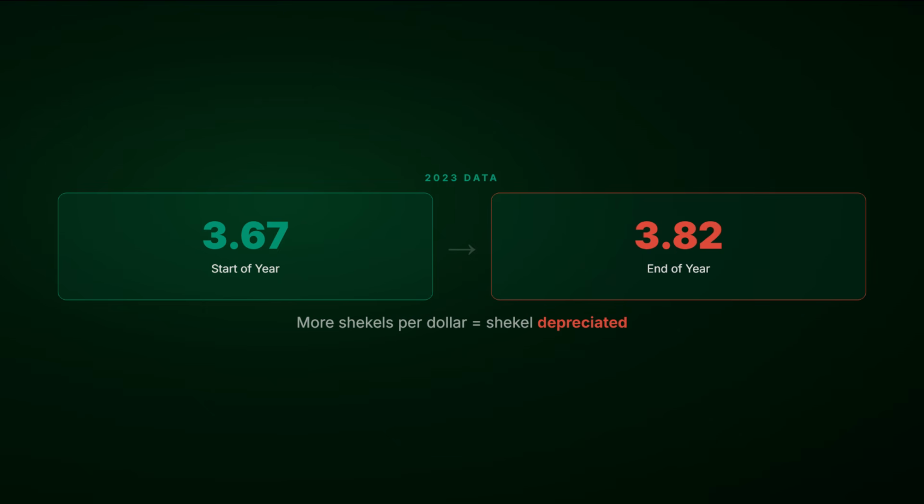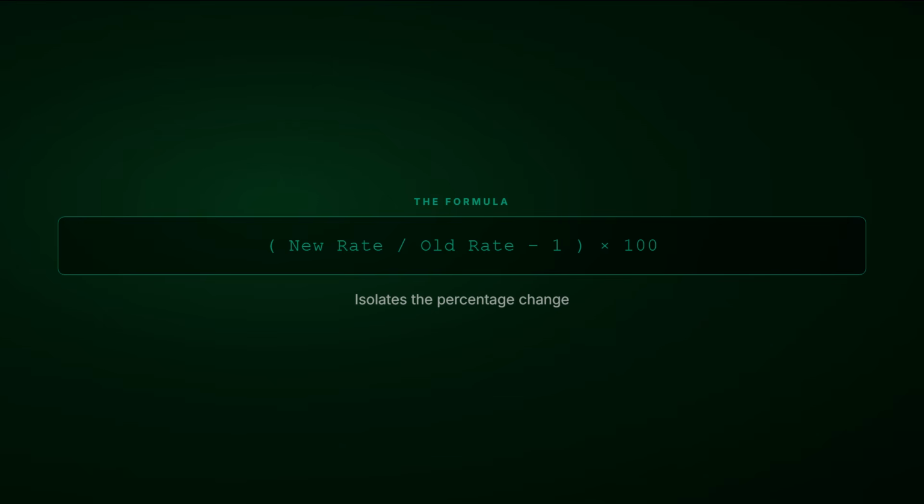But by exactly how much? What's the percentage? Well, there's a really simple formula we can use to nail down that exact nominal change. And here it is. This is our key. You take the new rate and you divide it by the old rate. Then you subtract 1. That little step is what isolates the change itself. And finally, you multiply the whole thing by 100 to turn it into a nice, easy-to-understand percentage.